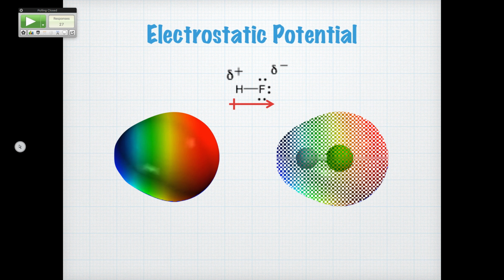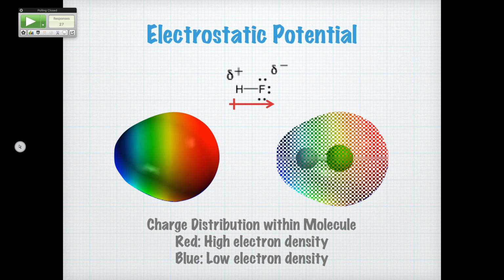Okay, and you'll notice that I got delta plus and delta minus like I showed you earlier, but I also have this little red arrow with a plus at the end. It's another way to show the polarity of the bond. The electrons are being pulled towards the fluorine, so this side is a little bit positive. Does that make sense? Okay. We kind of will use both ways. I don't have a preference. Okay, so red is high and blue is low.